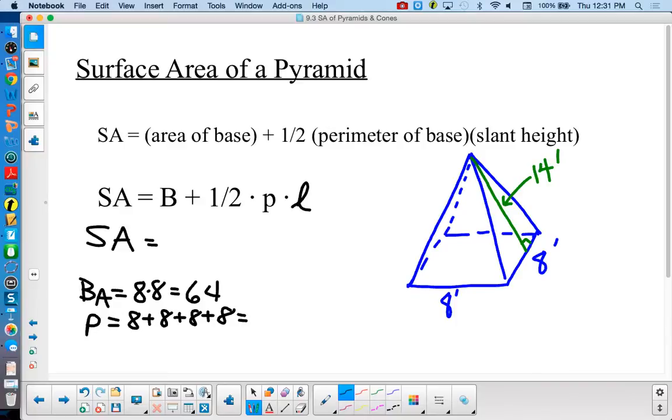Okay, I'm not going to do the by 1/2 yet. So 32. And then what's the slant height? 14. So then I've got all the numbers, I just need to plug in. One base area is 64 plus 1/2 times 32 times 14. 288.